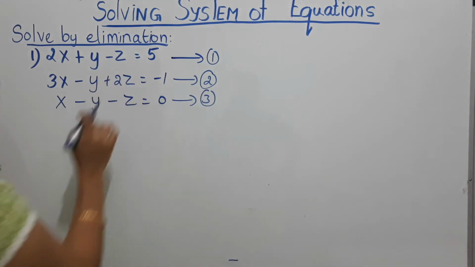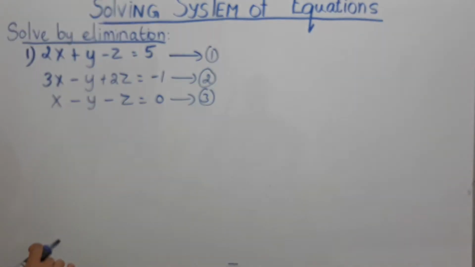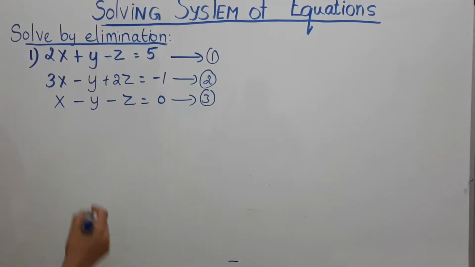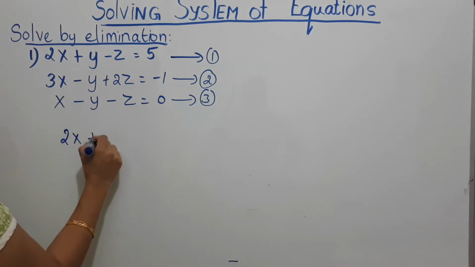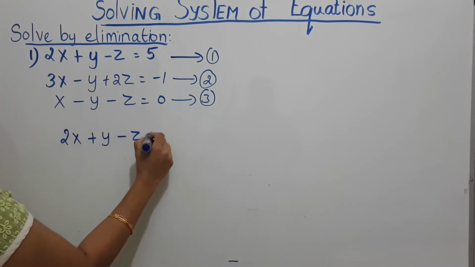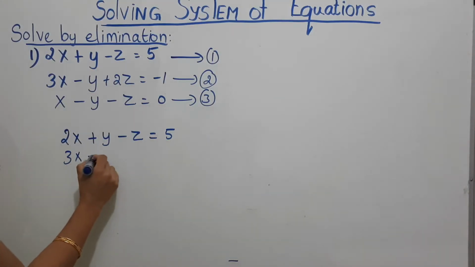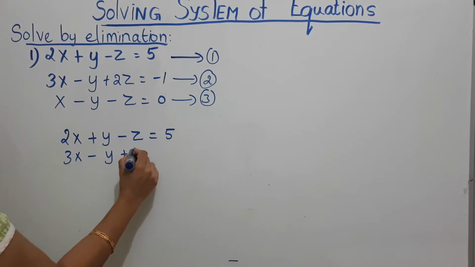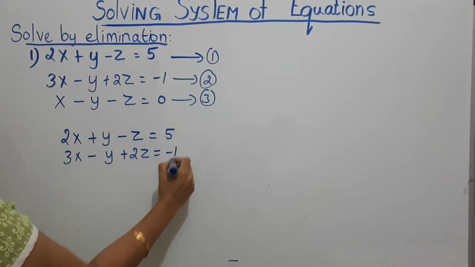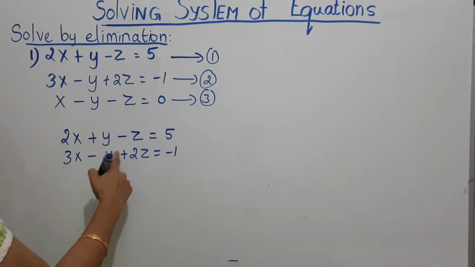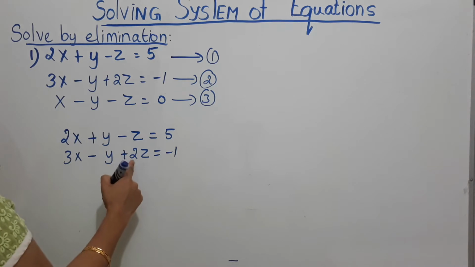First we can take the first two equations and eliminate any one of the variables, either x or y or z. So first of all we can write down the first two equations: 2x plus y minus z equals 5, and 3x minus y plus 2z equals -1. You can choose z in this case, so we can eliminate z first.